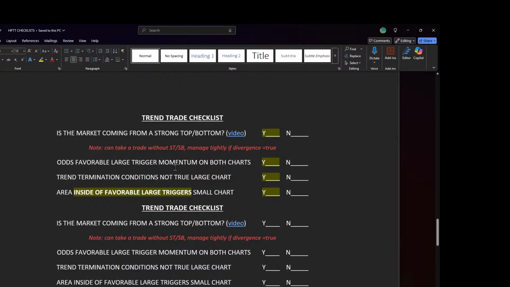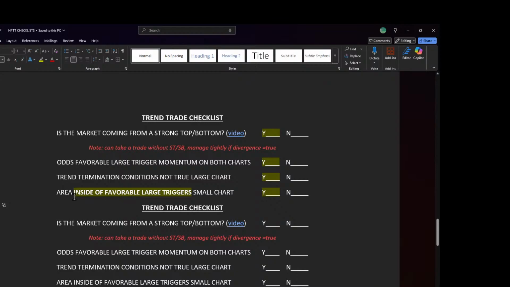And then after you've taken the trade, if you will annotate your charts using the verbiage, was the market coming from a strong top or bottom? Even though it's not a rule, you don't have to have it. Get in the habit of identifying it. It's going to pay dividends later. Did I have momentum? Guys, right. Strong triggers, yes or no? No matter what the answer is.